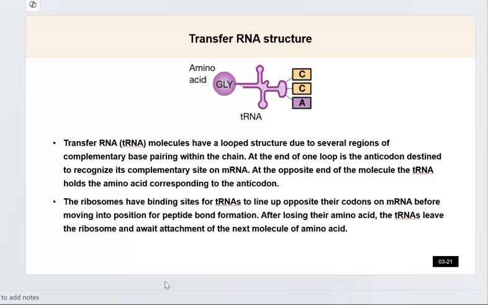These are the transfer RNA molecules that have a looped structure that help do the transferring. At the end of the loop is the anticodon, destined to hold its complementary site on the mRNA. After losing their amino acids, the tRNAs leave the ribosome and await attachment for the next molecule.